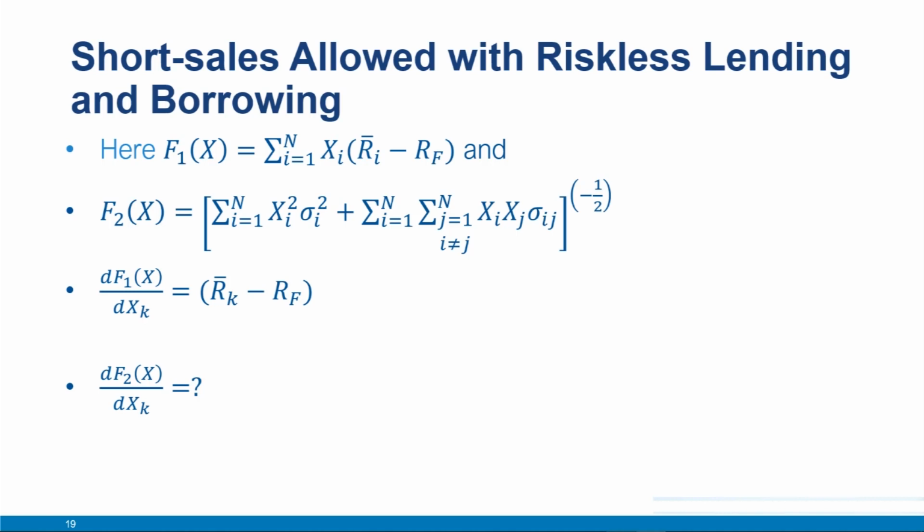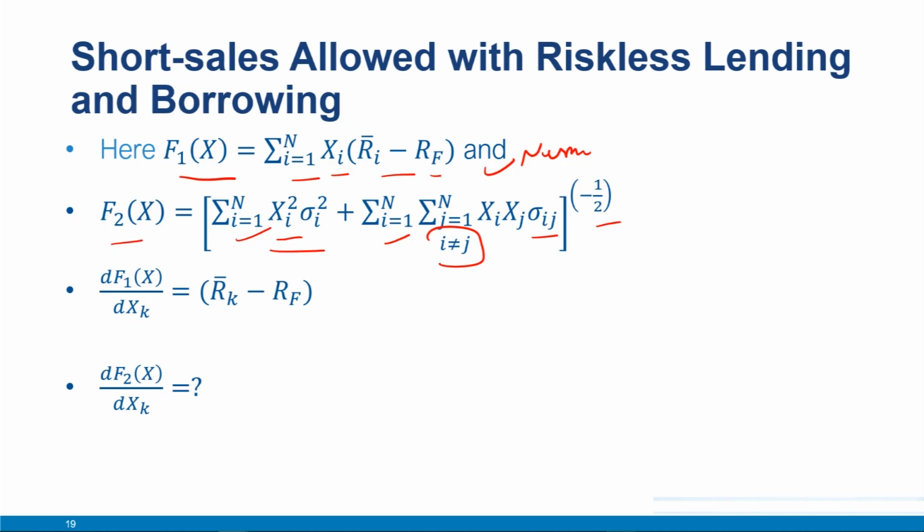Now here, recall f1(x), which we have considered the numerator, is the summation i equal to 1 to n of xi into (ri bar minus rf). This is our numerator. And the denominator f2(x) is the risk function, which is the summation of xi square sigma i square, i from 1 to n, and the double summation i and j from 1 to n, where i is not equal to j, of xi xj into sigma ij, all raised to the power minus 1 by 2.